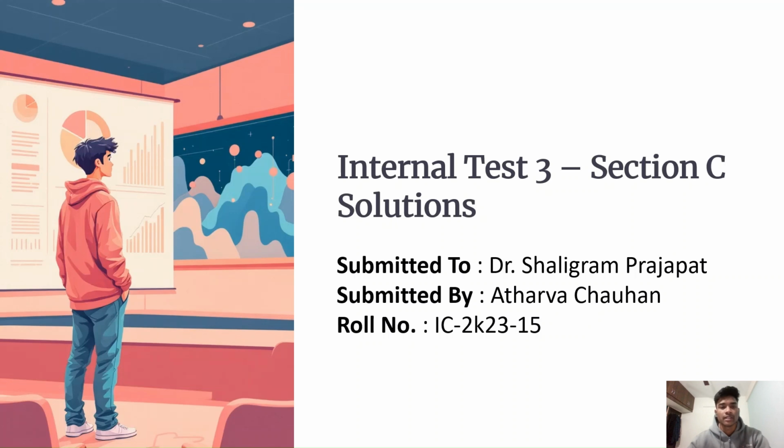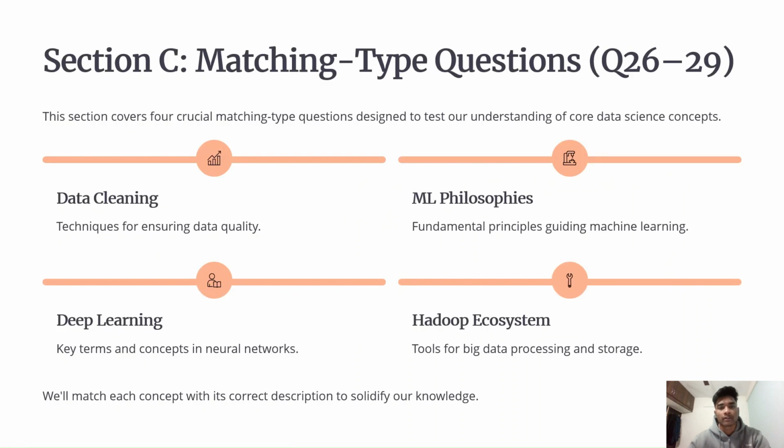So section C is all about matching type questions, where we match concepts to the correct descriptions. Let's break each question down in a simple and much clearer way. So what does section C actually cover? It covers data cleaning, machine learning philosophies, deep learning terminologies, and Hadoop ecosystem tools. By matching each concept to its correct explanation, we strengthen our understanding of these core ideas.